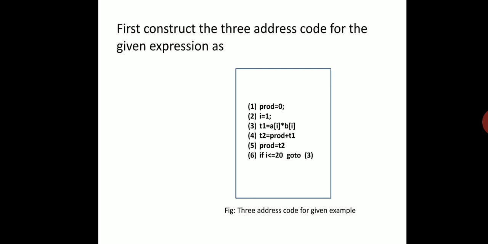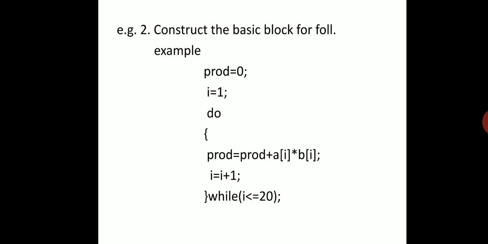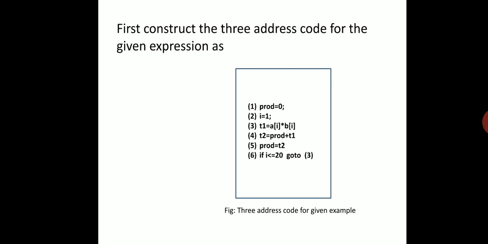The last statement, statement number 6, is: if I less than or equal to 20, go to statement number 3, that is the while condition I less than or equal to 20. If this condition is true, we have to jump to the do location and execute the do part. That is represented here: if I less than or equal to 20, go to statement number 3, that is T1 is equal to A of I into B of I.